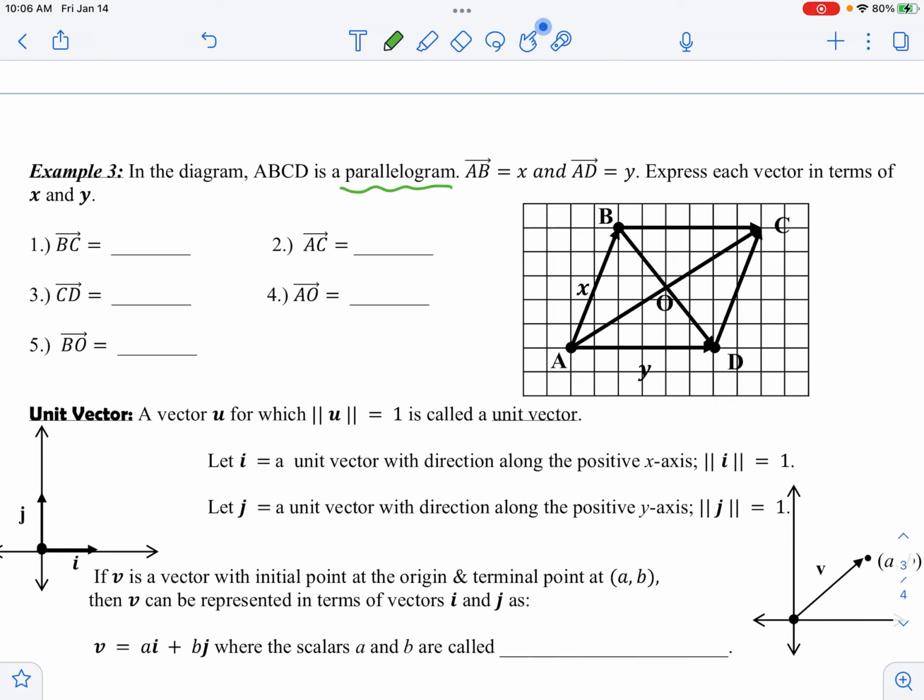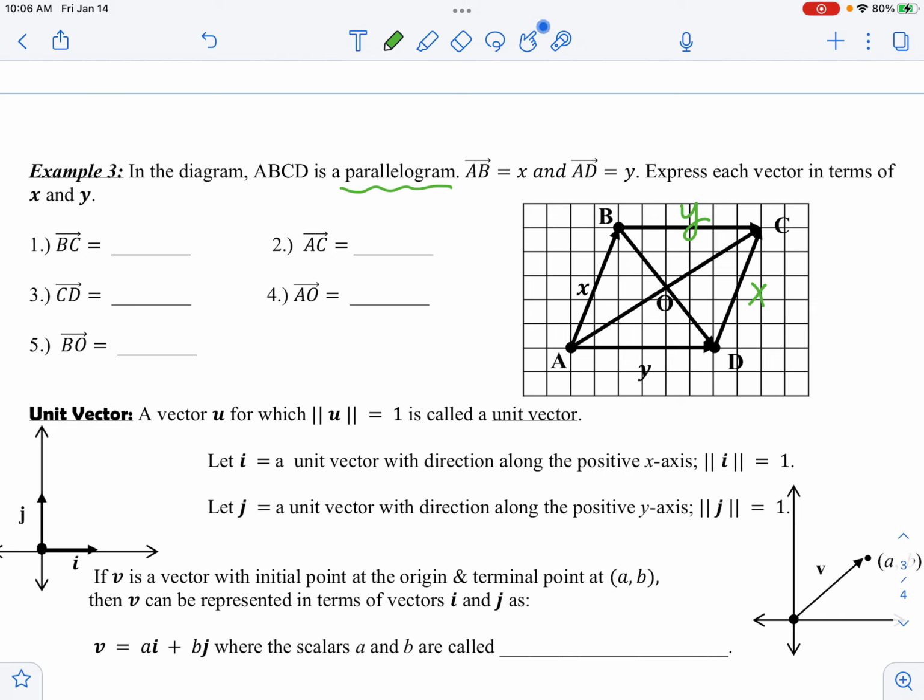Example 3. In the diagram, ABCD is a parallelogram. Okay, that's good to know. AB is X, that's already labeled, and AD is Y, that's already labeled. Express each vector in terms of X and Y. Well, since this is a parallelogram, I also know opposite sides are congruent. So if AB is X, CD is going in the same direction too, if you look. So CD is also X. It's not the opposite of X. It's the same direction. So I don't know why I put C there. I meant to put X. All right, and then this and this and this are the same. And if you look, they are going in the same direction, so they're both Y. So I'm going to put that in there also because it should be helpful.